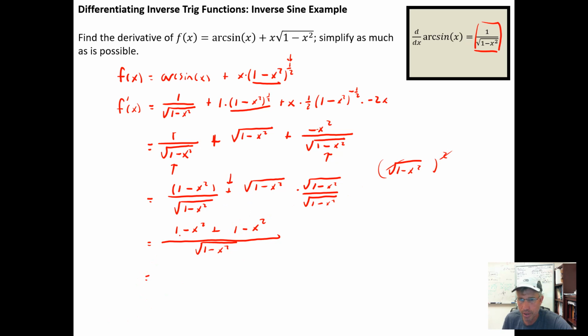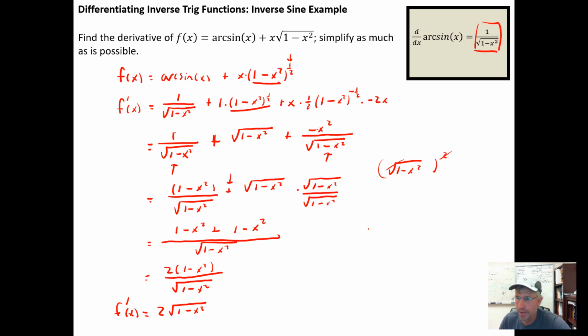And then we can combine these. There's 2 of them, so this is 2 of the 1 minus x squareds over the square root of 1 minus x squared, and this is going to equal 2 times just the square root of 1 minus x squared when we simplify it. So that's going to be the final simplified derivative.